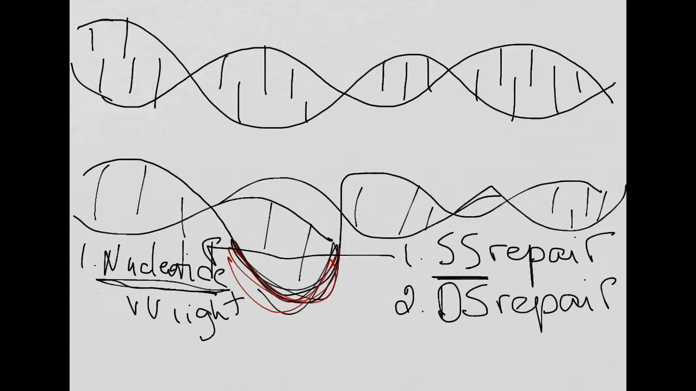Then the DNA polymerase replaces the base, and the DNA ligase reseals the gap, which is really the normal process of the regular DNA replication.